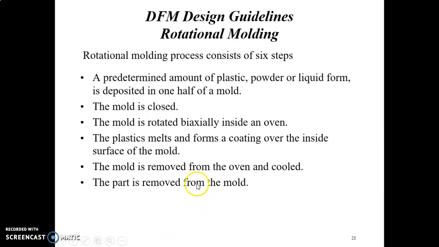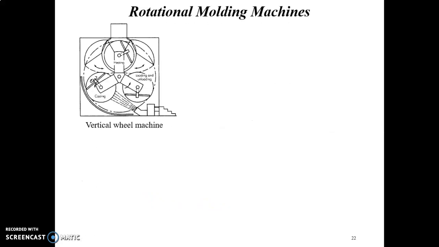Rotational molding process consists of 6 steps. A predetermined amount of plastic, in powder or liquid form, is deposited in one half of a mold. The mold is closed, and the mold is rotated biaxially inside an oven. The plastic melts and forms a coating over the inside surface of the mold, and the mold is removed from the oven and cooled, and the part is removed from the mold. This is rotational molding.